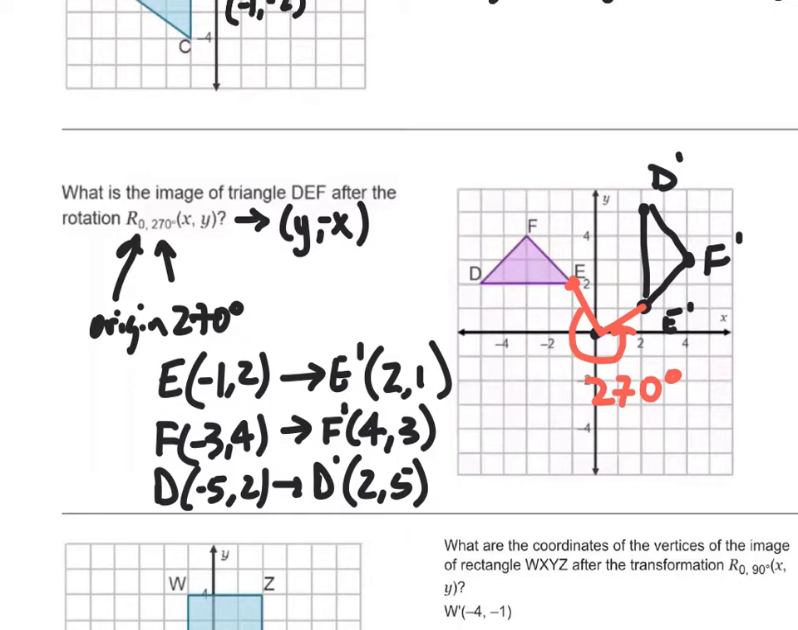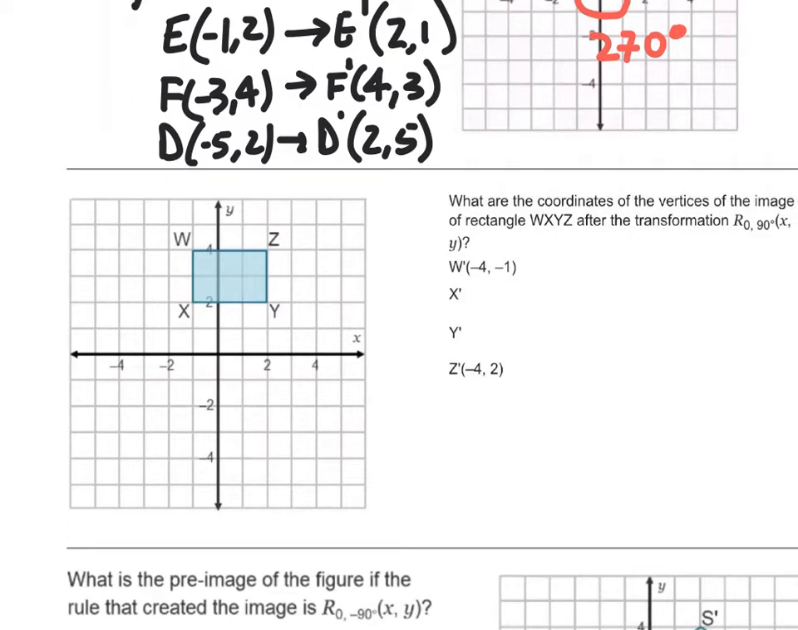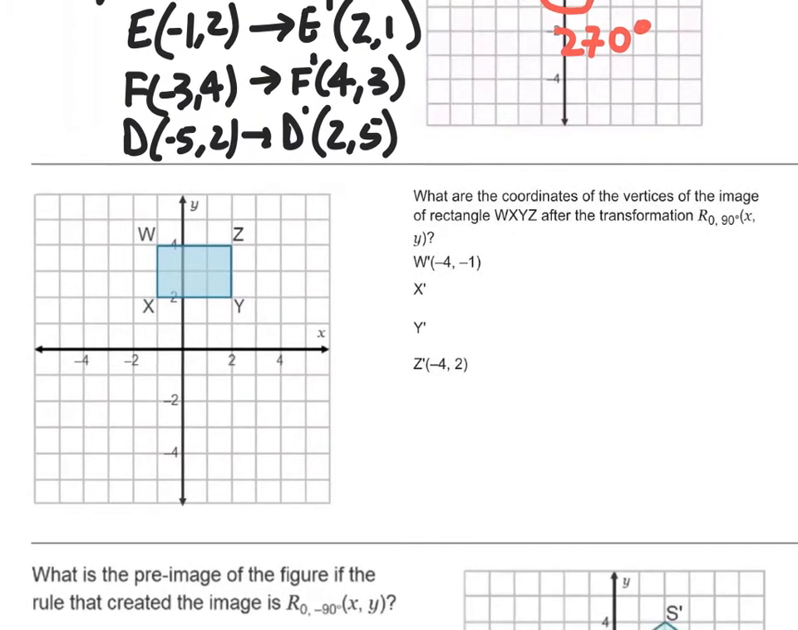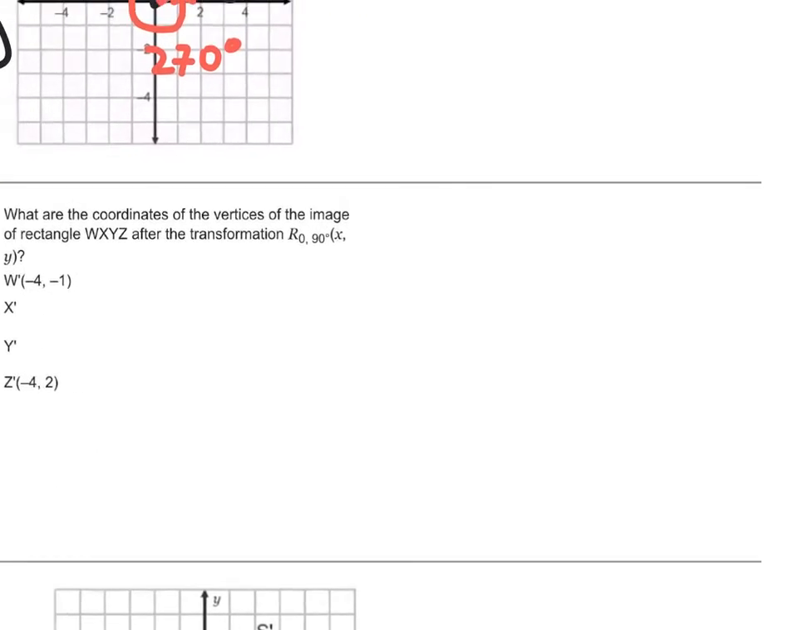All right, let's take a look over here. It says, what are the coordinates of the vertices of the image of the rectangle WXYZ after the transformation, moving it about the origin 90 degrees? So here's my origin, and remember our rule for doing this.